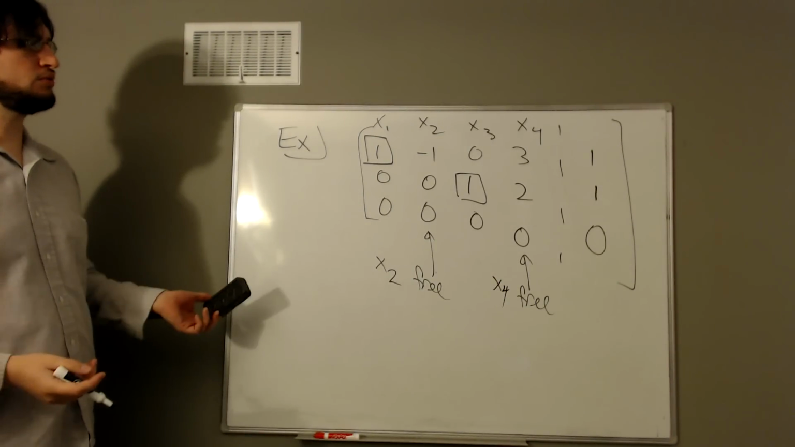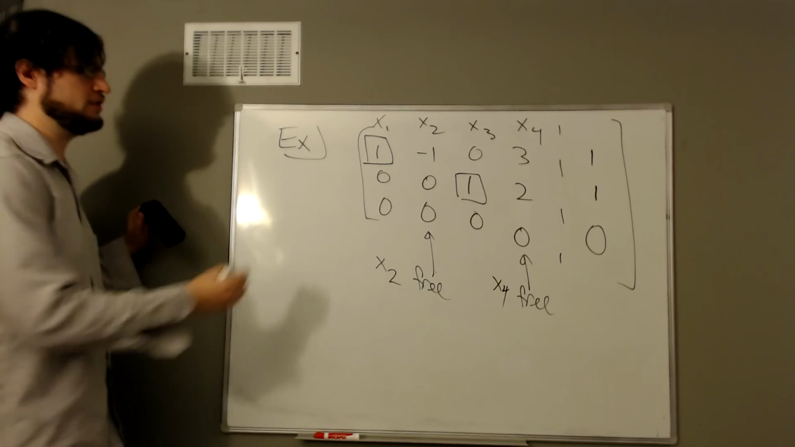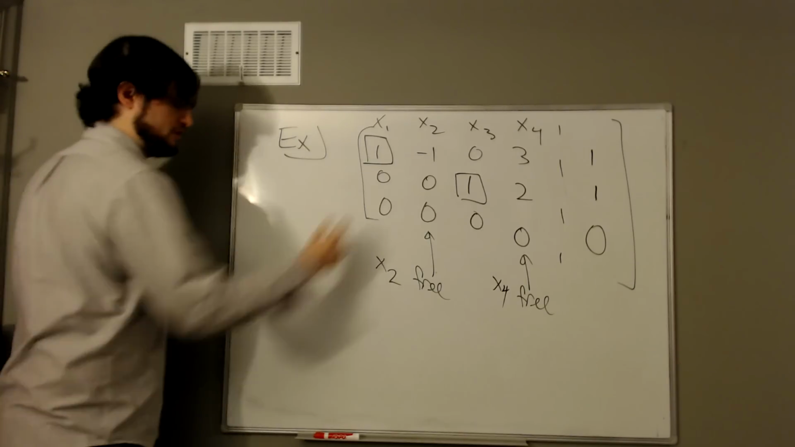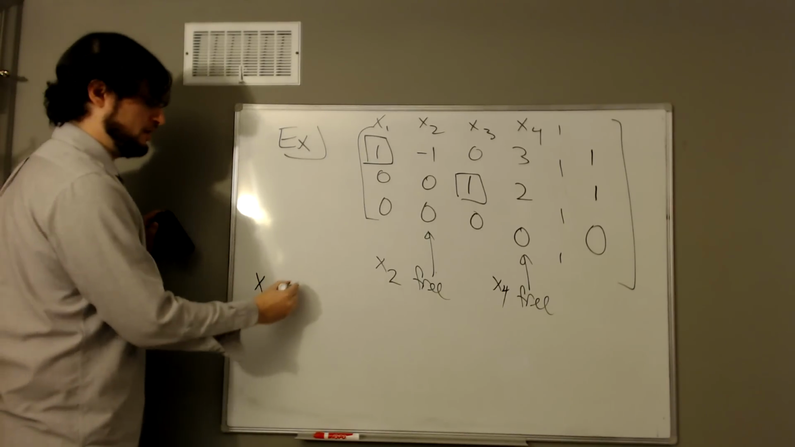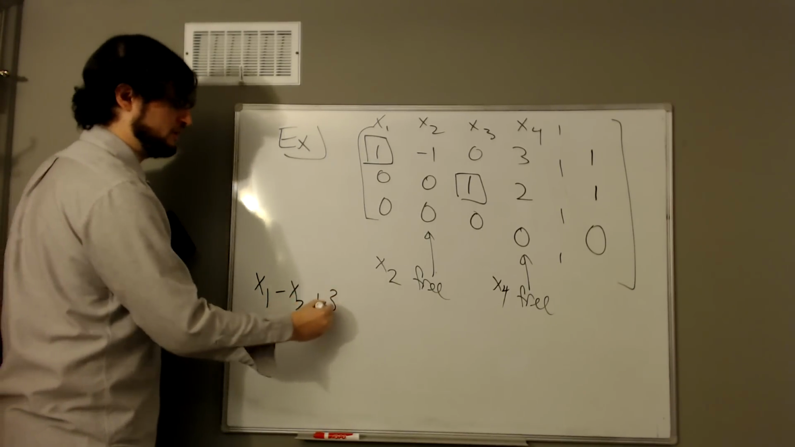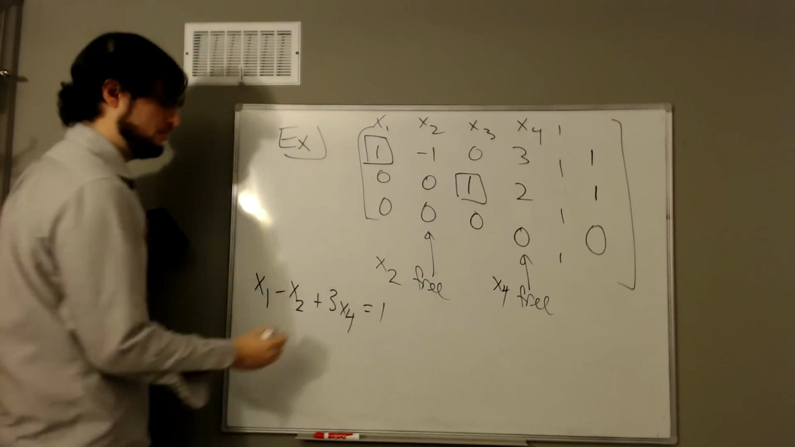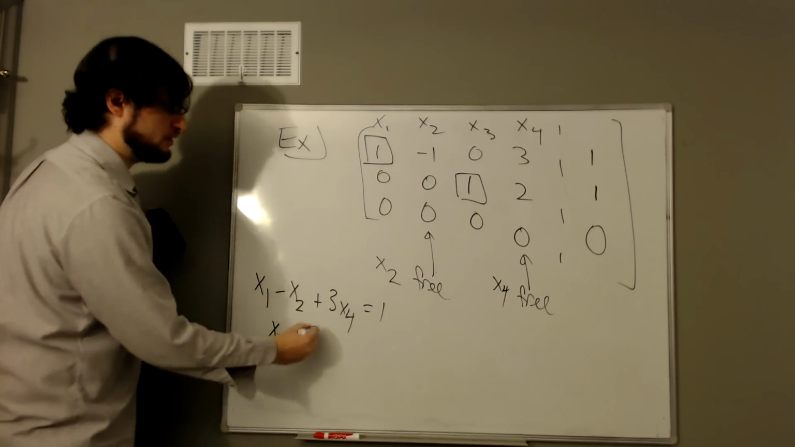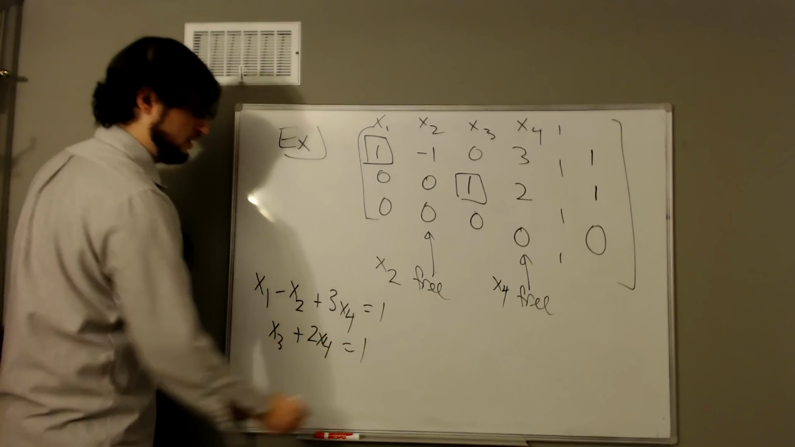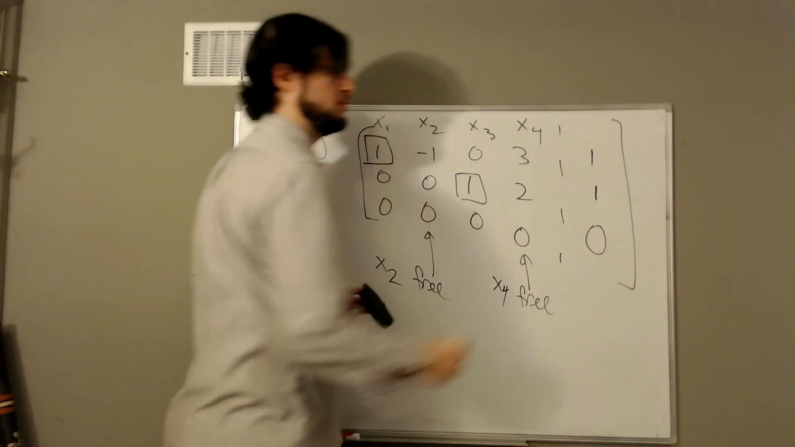But we're still going to return this to a system of equations, and if I do that, the first equation becomes x1 minus x2 plus 3x4 is 1. The second equation becomes x3 plus 2x4 is 1. And the third equation is 0 equals 0, which is okay.